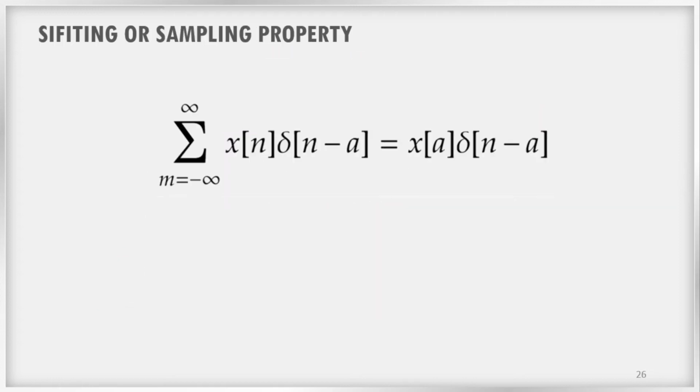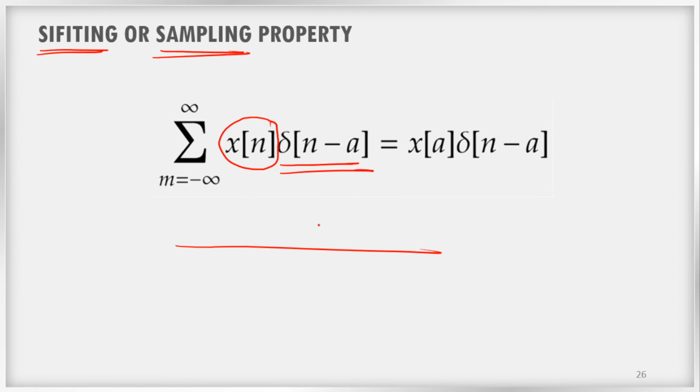Coming to the next property, that is the shifting property or sampling property. Shifting means knocking out a value from a position, or sampling the value from a position. So assume that we have a signal x of n. I am multiplying x of n with delta of n minus a. So what happened? I have a signal like this and assume that this is a, right? So what is meant by delta of n minus a?